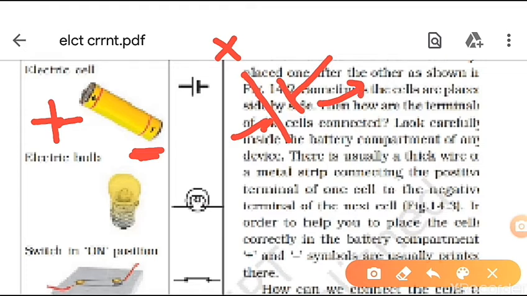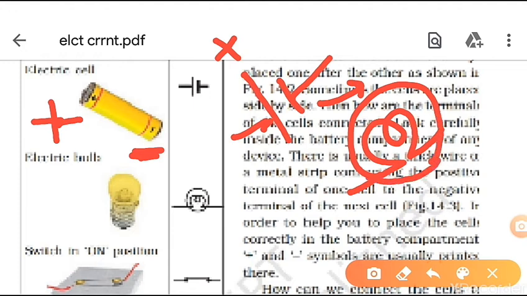Next is the bulb. How to draw the symbol of the bulb? You can draw it like this. If the bulb is glowing, then you can color it with yellow color. Inside, the yellow color can be filled. If the bulb is not glowing, it can be left vacant like this.